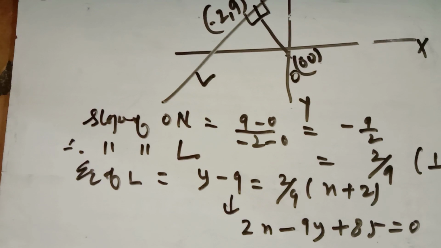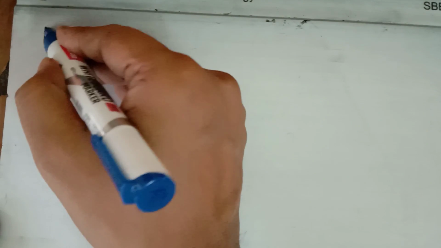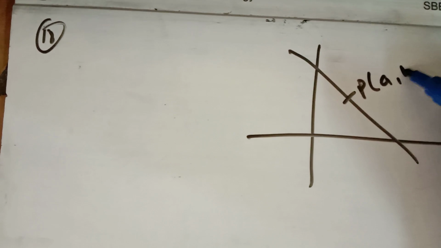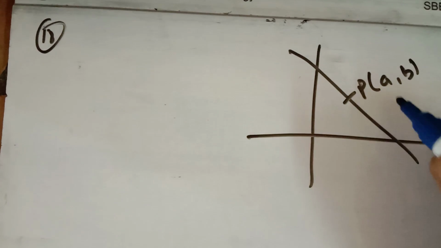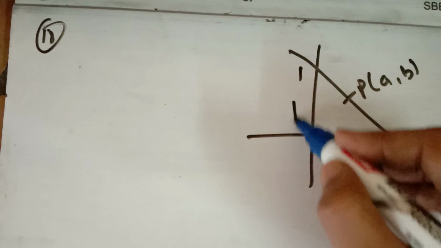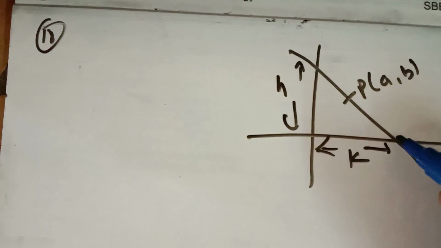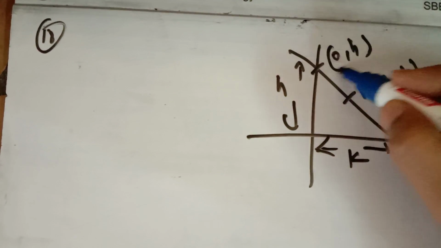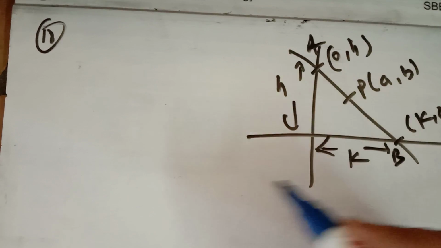After that we will do question number 18. You try question number 16 and 17 yourself. Now what is given in question number 18? P is the midpoint of the line segment between the axes, and P has coordinates (a, b). You have to show that the equation of the line will be this. Let this intercept be k and let this intercept be h. Now this point will be (k, 0) and this point will be (0, h). Let us call them A and B.